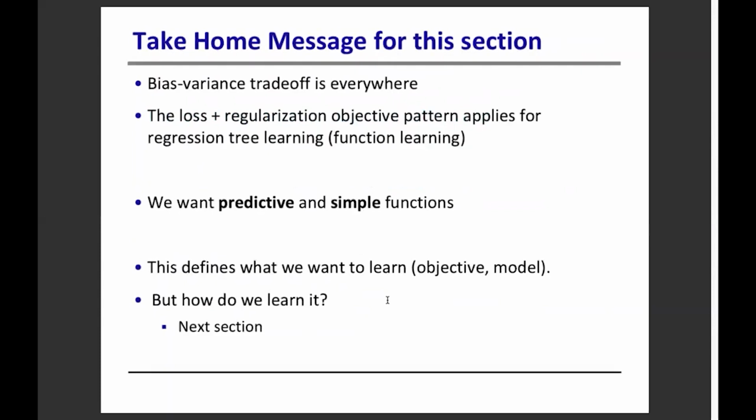So the sole idea of what we learned so far is that the bias-variance trade-off is everywhere. The loss plus regularization objective pattern applies to regression tree learning, not only the other methods, but everywhere. We want predictive and simple functions, functions that predict well and are simple. That defines what we want to learn, the objective in the model, and how do we learn. Let's take a look.